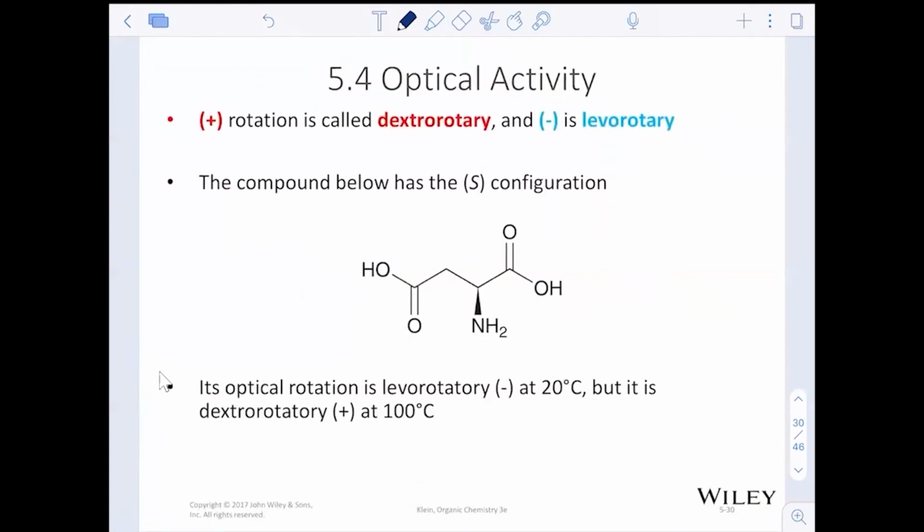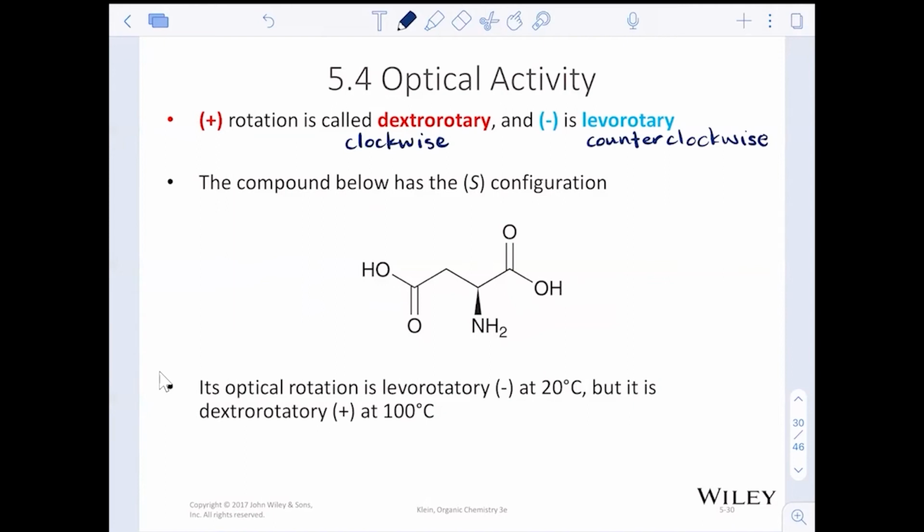The positive rotation is called dextrorotatory. What that means is a clockwise rotation, or to the right if you're thinking about clockwise. Levorotatory is counterclockwise, and that's the negative. Now, when we think about positives and negatives, we can think clockwise, right, or counterclockwise, left.